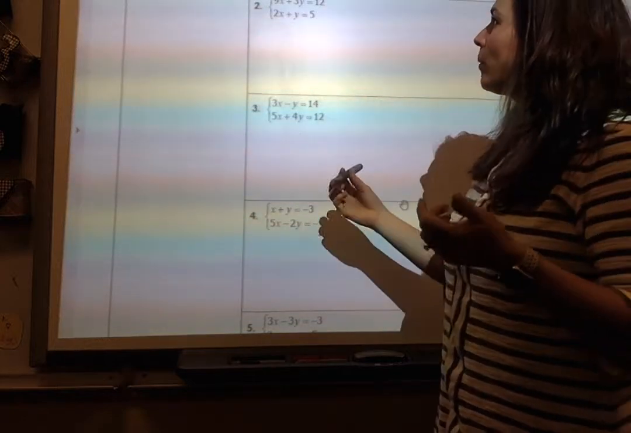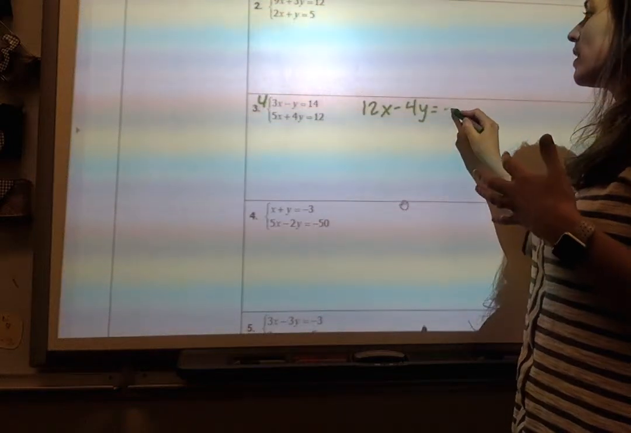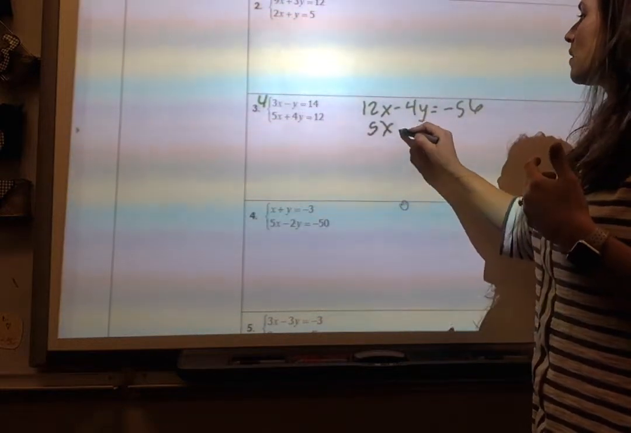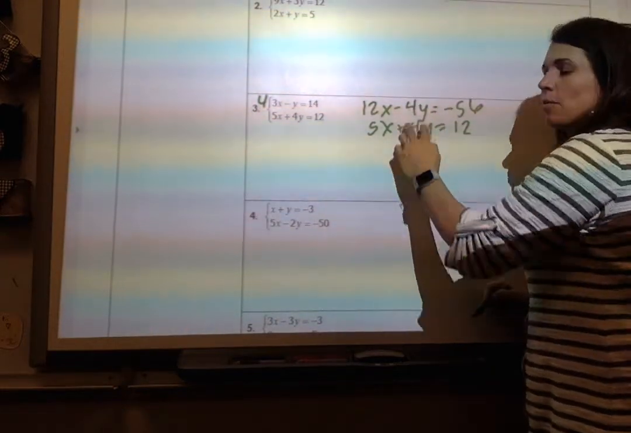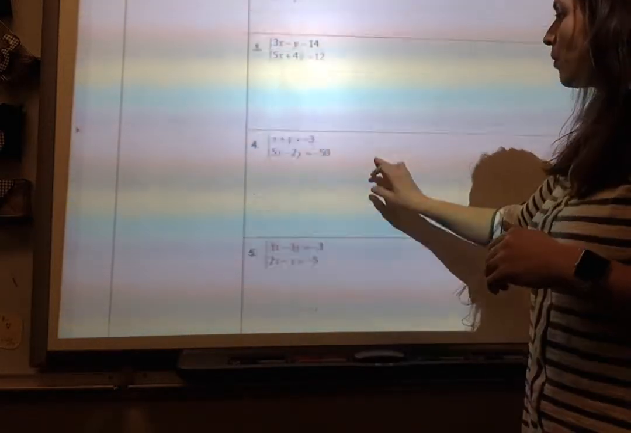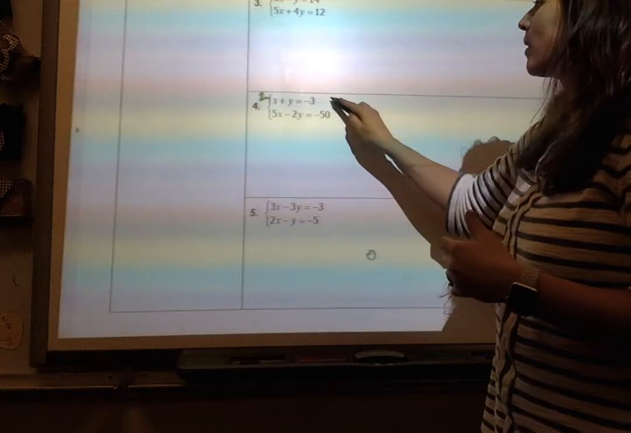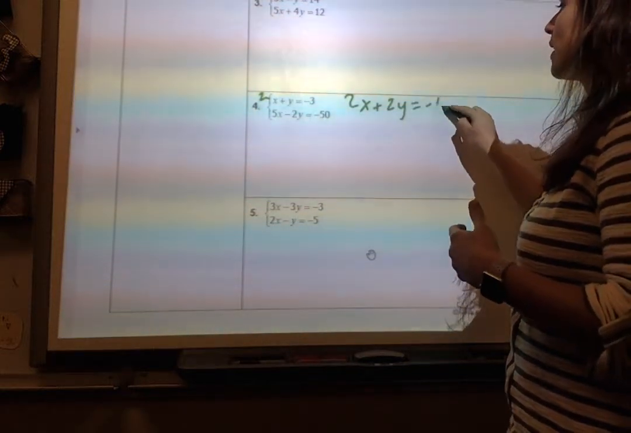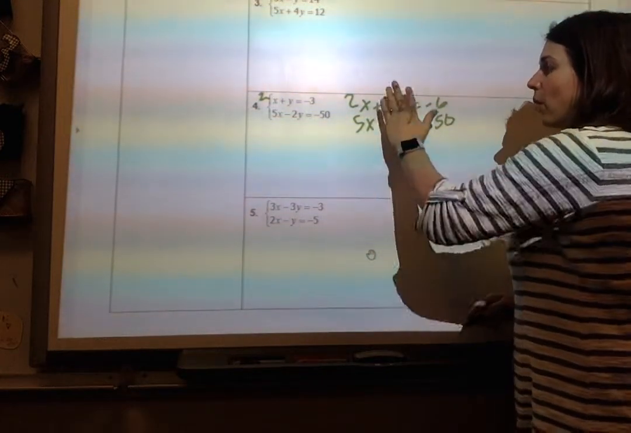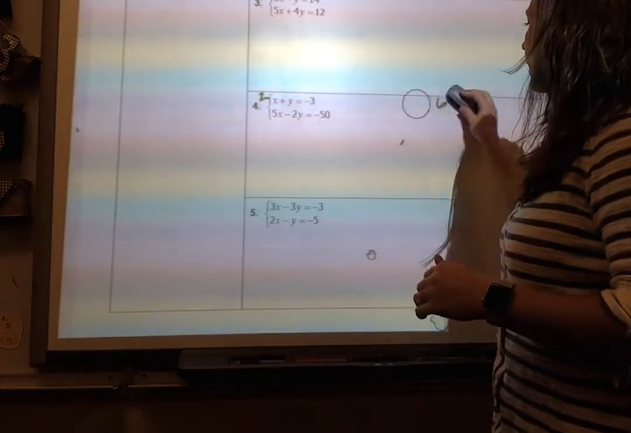On number 3, all I would have to do is multiply the top one by 4. I would get 12x minus 4y equals -56. And then 5x plus 4y equals 12. And here my y's cancel out, so I've eliminated y's. Let me see. On number 4, I would probably multiply the top one by 2. So if I multiplied everything by 2, I would get 2x plus 2y equals -6. And then my bottom one is 5x minus 2y equals -50. My y's cancel out, and I'm left with 7x equals -56. And then you guys are good enough to go on from there.